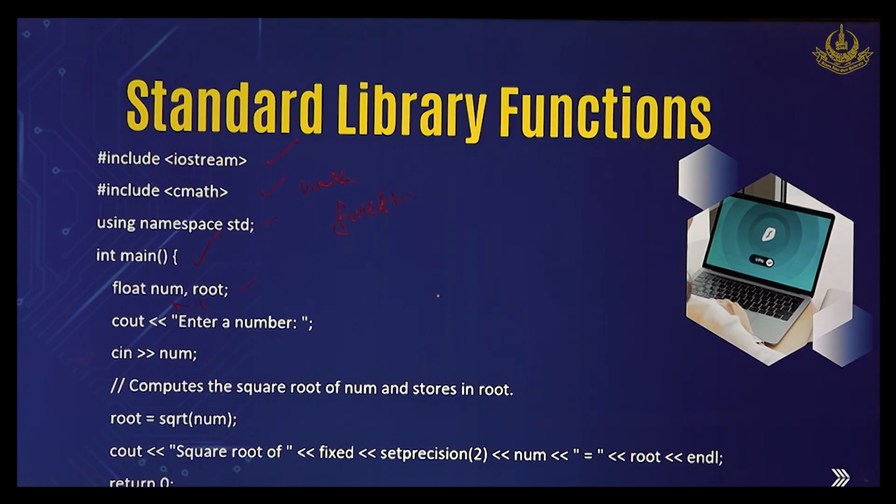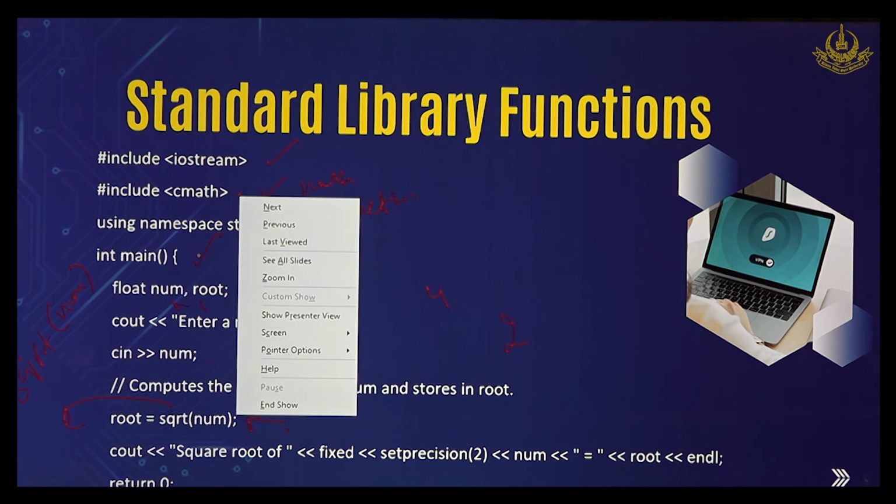For example, a user enters 4. If we take the square root of 4, we will get the value of 2. So that is what is being calculated here. The most relevant thing in this slide is the function sqrt, which is being passed the argument num. This sqrt function belongs to the cmath library.